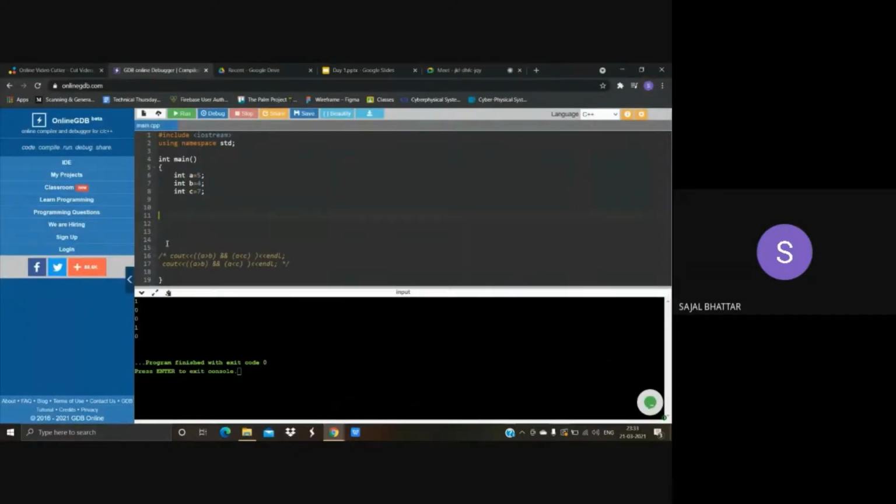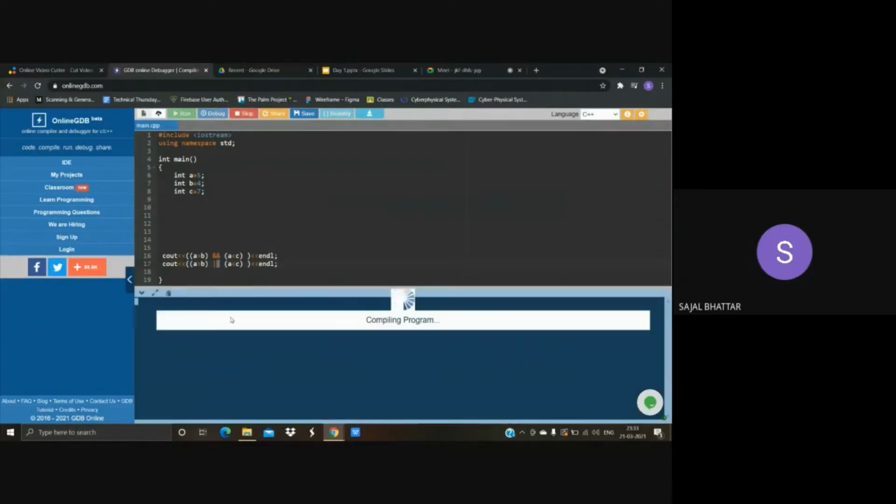Alright, so we are just going to check the answer for these two expressions. The first expression is A is greater than B, and the second expression is A is less than C. If both of these expressions are true, then only will the value of this particular operation come out to be 1, because it's the AND operator which we are using. And the second is the OR operator. If any of the expressions holds true, the value will be true. Let's run this and see.